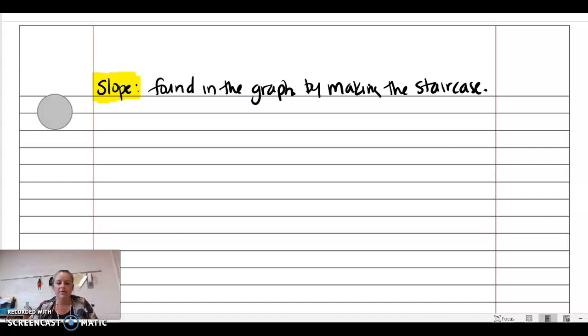Alright, so slope is found in the graph by making the staircase. So we just used our staircase, found our slope, and wrote our equation. Also, once you find the staircase, you take the rise to run ratio, or slope, fancy word for our coefficient here, is the rise to run ratio.